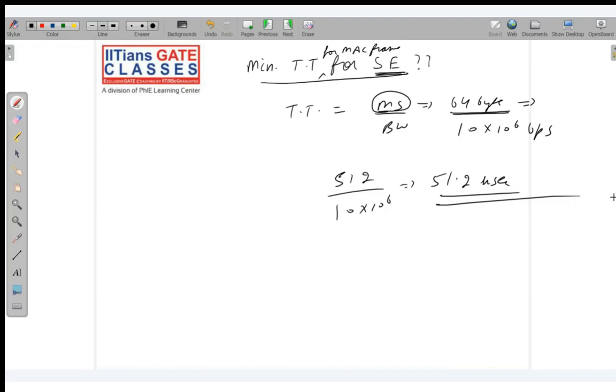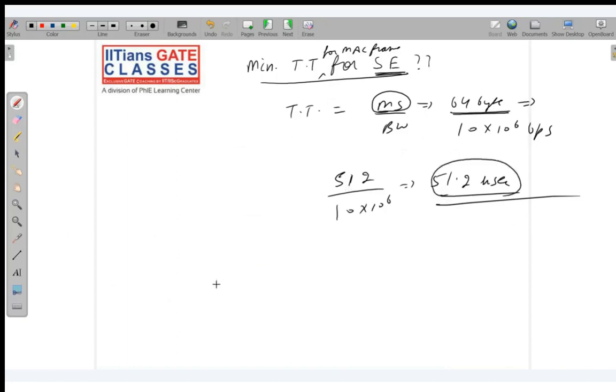How did we change 64 to 512? 64 bytes to bits, you have to multiply by 8. So 512 is our answer. Now there are many types of numericals. If they want to ask, they can ask any type of thing. So the basic thing is that they can ask transmission time, that is 51.2 microseconds.